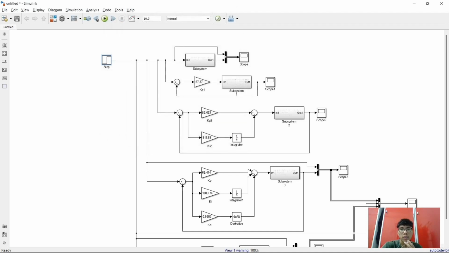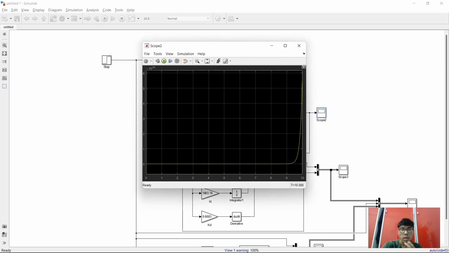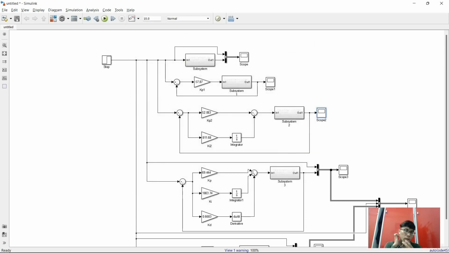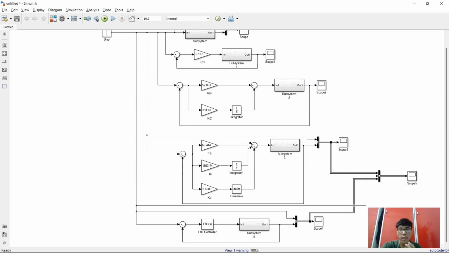Okay, next for the third task, we need to find the PI controller, and we need to check the scope. So this is the graph after we run the circuit for the PI controller. Then we go through the manual PID controller, which is this one. After we connect all the circuit, we use 69.444 for the Kp. For the I, we use 1803.74, and for the D, we use 0.6683.